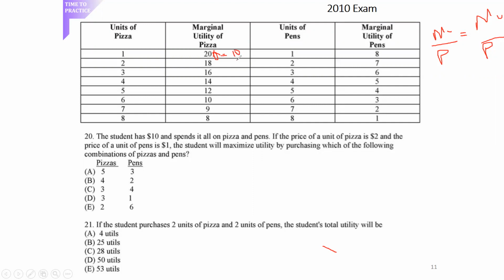18 divided by 2 is going to equal 9. Sorry for the handwriting. 16 divided by 2 is going to equal 8, 7, 6, and 5. Okay, I don't think I'm going to have to go further down. Now, pens are $1, so 8 divided by 1 is 8, 7, so I don't have to go down. All right, I'm looking for something to equal 10.